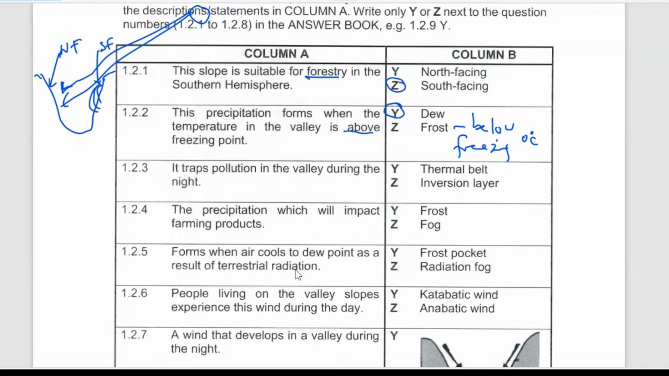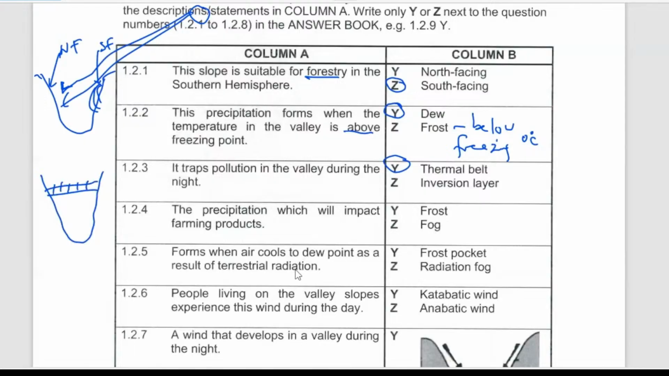It says it traps pollution in the valley during the night. What situation are we referring to? What geographical phenomenon is responsible for the trapping of pollutants during the night? That is our thermal belt. The thermal belt is the one that is responsible for the trapping of pollutants. And the thermal belt, basically, we are looking at a belt of warm air which occurs all the valley sides.